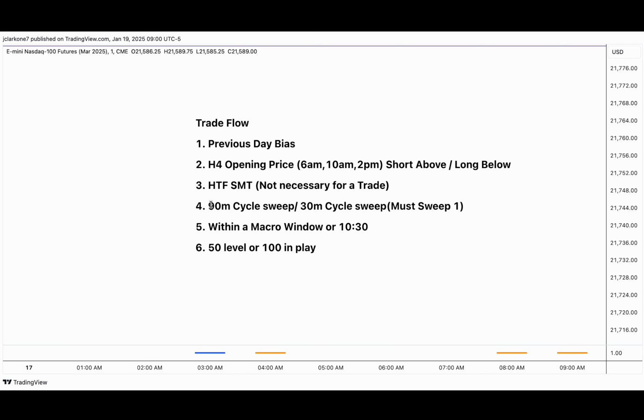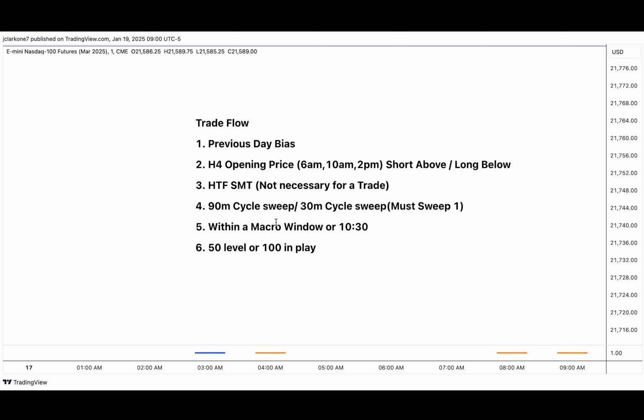The next most important thing is a sweep of a 90-minute cycle or a 30-minute cycle. I'm not going to trade unless we do one of those. And then also a 10-minute cycle sweep within the 30 is something I look for as well for higher probability.